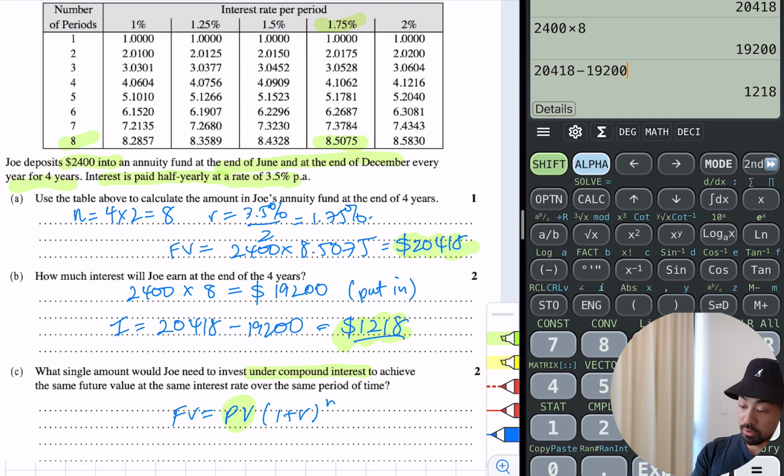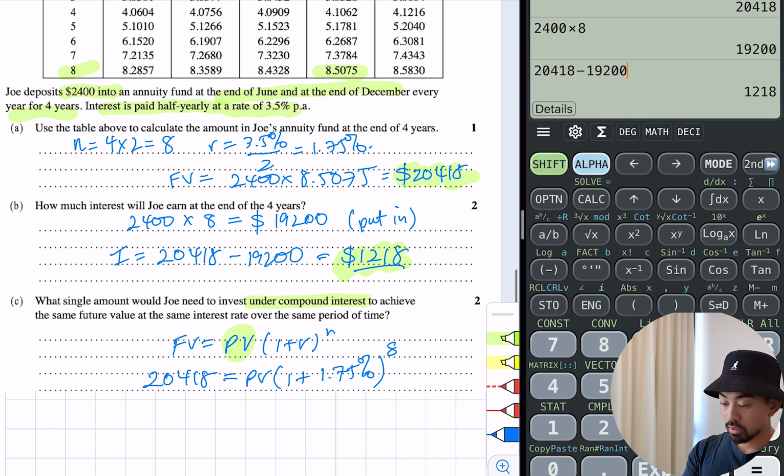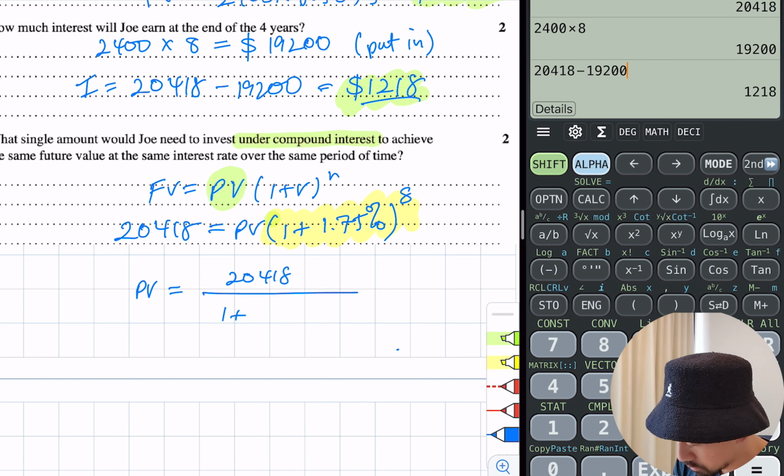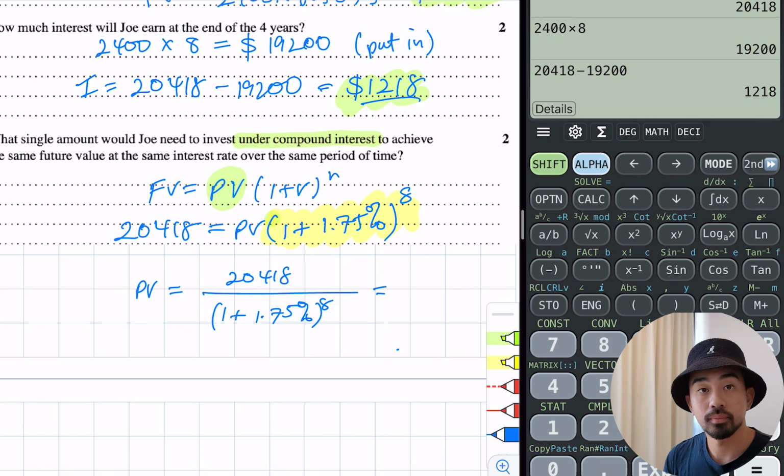So our future value we found in question A, which is 20,418, is equal to PV times (1 plus the rate, which is 1.75%), to the power of our period, which is 8. So we found all of that in question 1. So all we need to do to find PV is move all of this stuff to the other side by dividing, and just pop it in the calc.